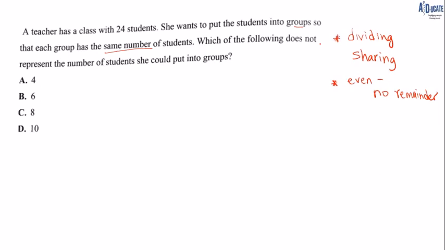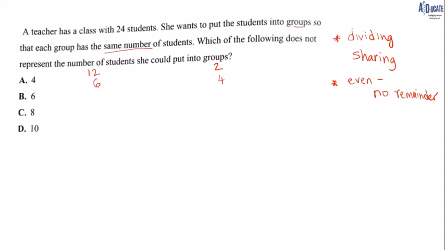So if she has 24 students, one way she definitely could divide it is by just splitting them into 2 groups. If she split them into 2 groups, each group would have how many students? 12. Yeah. And then 24 divided by 4, that is 6 each. So we're coming up with different ways she could divide the class without having anybody not in a group or having a group that has more than another.